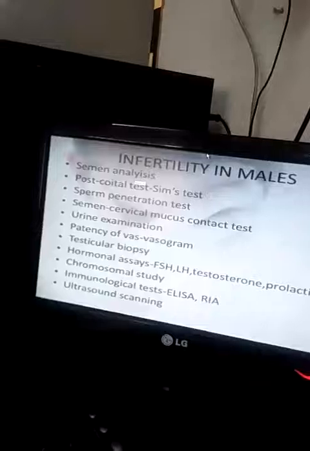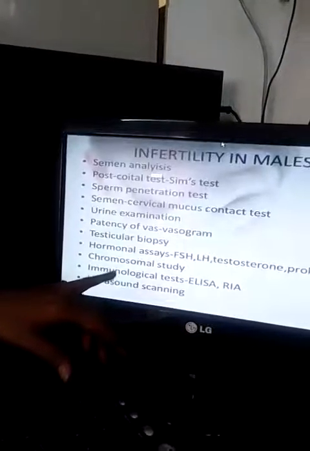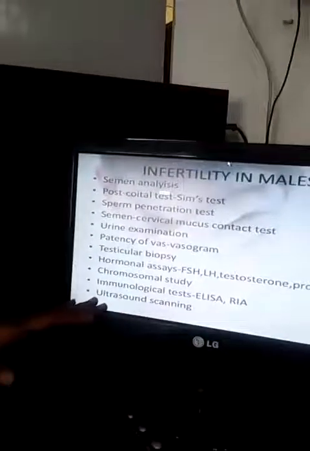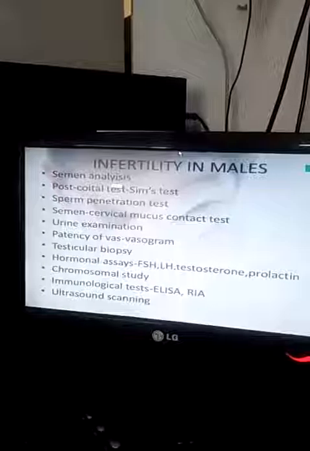Again, as we see in the female the patency of the fallopian tubes, in the same way the patency of the vas is checked by vasogram. Then testicular biopsy, that is taking a part of it and sending it for further investigation. Then hormonal assay, that is FSH, LH, and the male hormone testosterone, and the prolactin, and the chromosome study that we require for infertility in males. Immunological tests, that is ELISA and RIA, and the last one is ultrasound scanning.